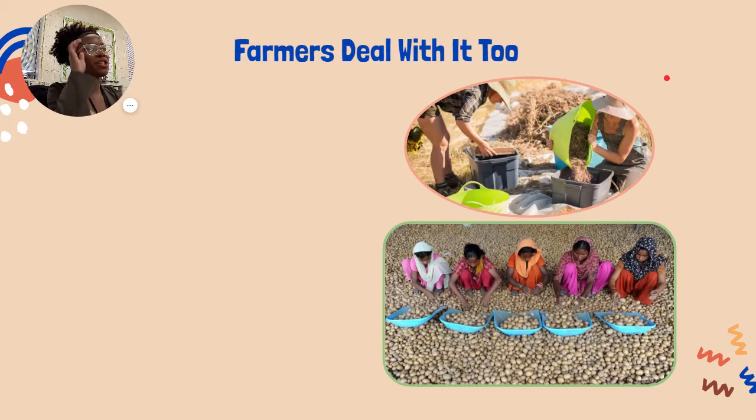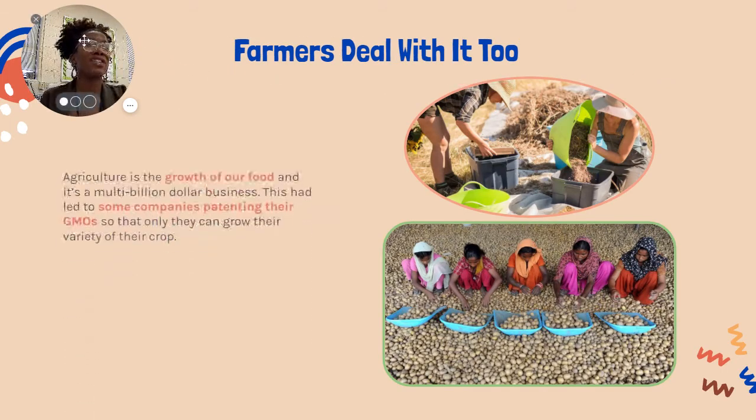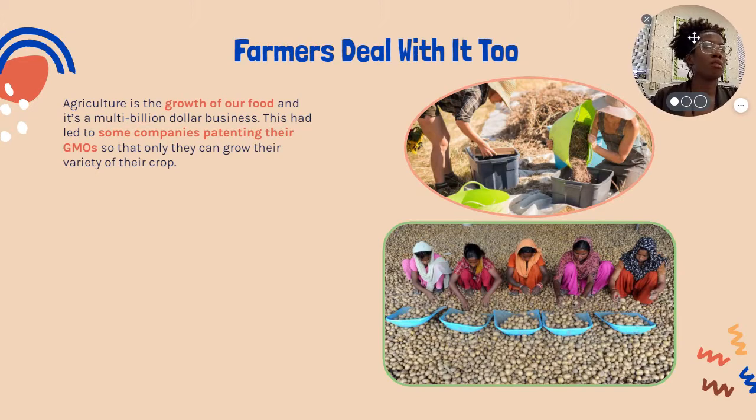Cool. Farmers deal with it too. So this isn't just a thing about medicine. This is also people who grow our food. Agriculture is a multi-billion-dollar business. Billion with a B, as in take 1,000,000, times that by 1,000, and then you have 1 billion. Then take that and multiply that. Okay, so just realize there's lots of money in this business.